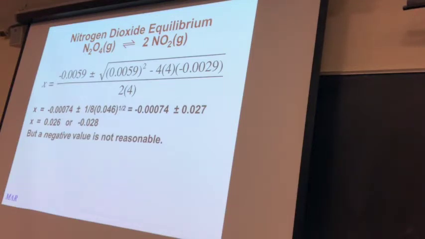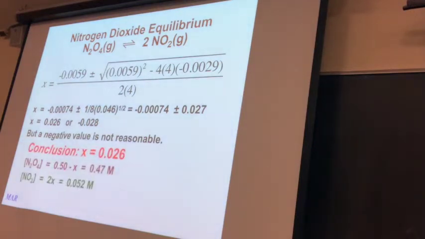So what it comes down to is, don't use negative numbers here, all right? The mass numbers, the moles, the molarities, they all have to be positive. You can't have a negative value for the mass. So if you get an x which is negative, automatically disqualify it and use the other one. So in this one, we're going to use an x of 0.026.